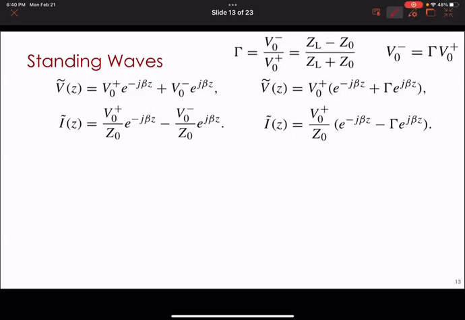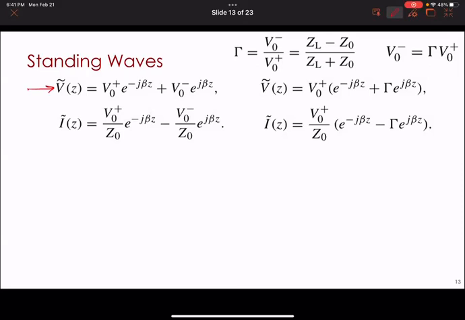If you remember this one, then you can always just rearrange to get this one. You just go, well, I'm just going to bring that one over there, and I can calculate V0 minus as long as I know gamma and V0 plus. Okay. So step one for us, well, that's the same as what we saw before.